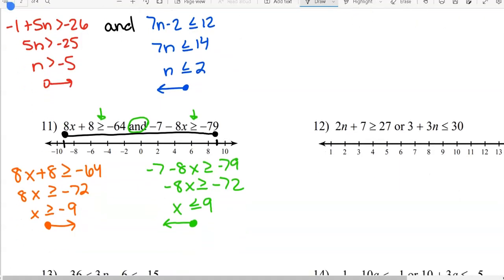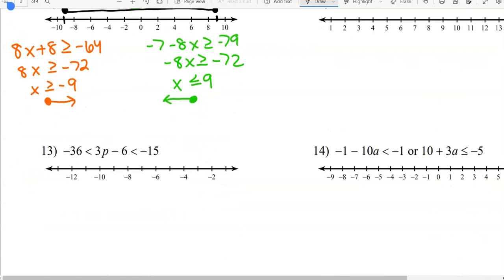All right, we good? No? Do you have questions on number 11? No? Okay. So yes, let's do 13 together because 13 is different. We've done one like this, but it is time to do another one.